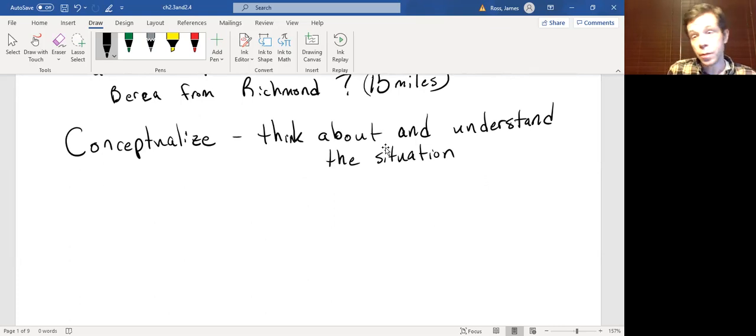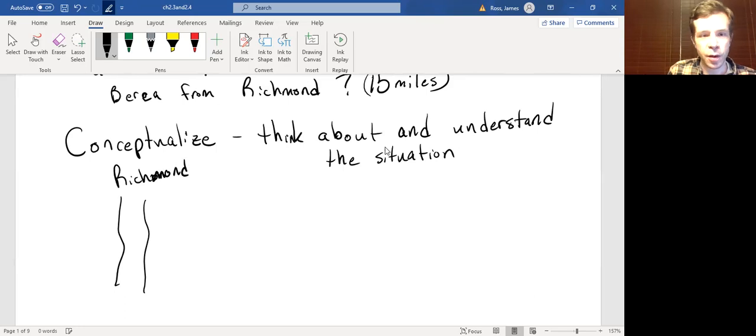All right, so as we've said before, the first thing we want to do is draw a picture. So, I could draw a map here with Richmond, and we have a car traveling south. And we know that Berea is down here at the south somewhere.